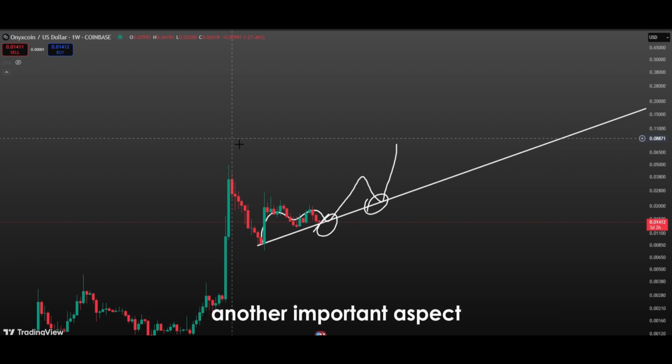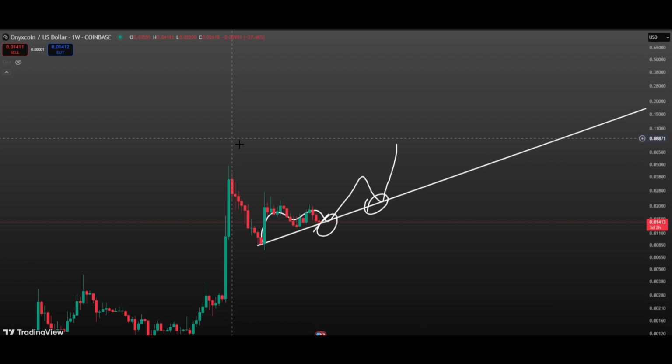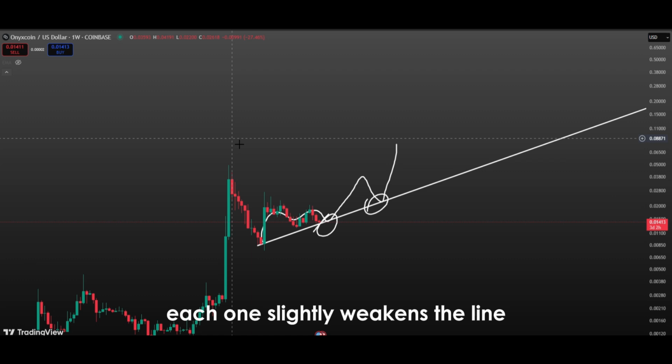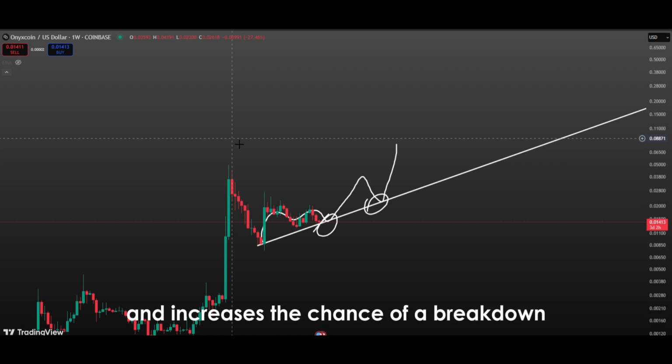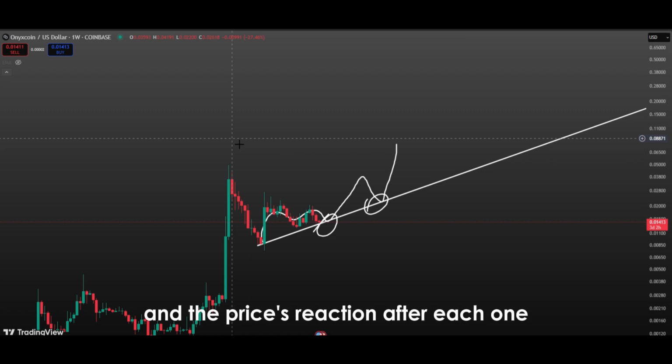Another important aspect when the price touches the trend line is how many times this has happened before. If it's the first or second touch, the support is usually stronger. However, if there have been many touches, each one slightly weakens the line and increases the chance of a breakdown. That's why investors should analyze both the number of touches and the price's reaction after each one.